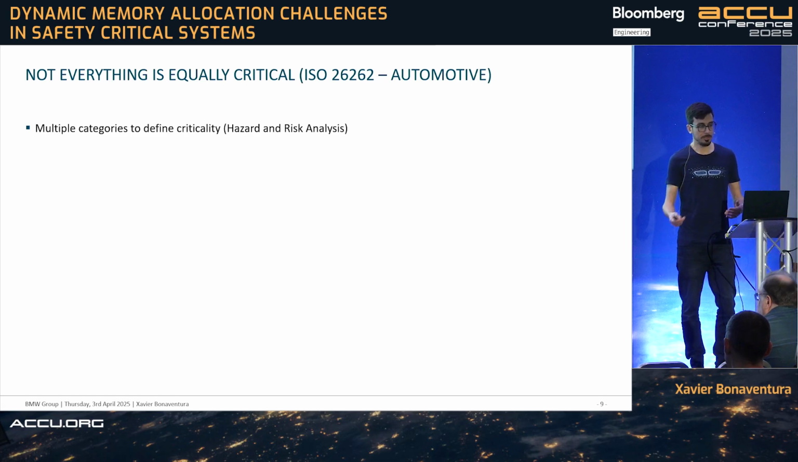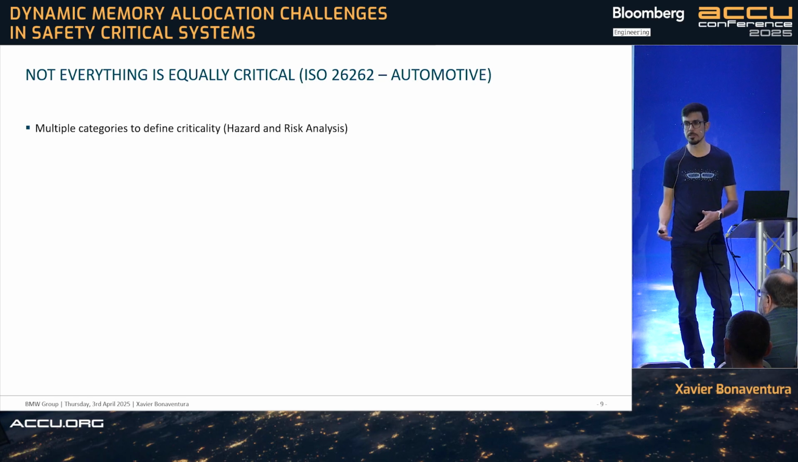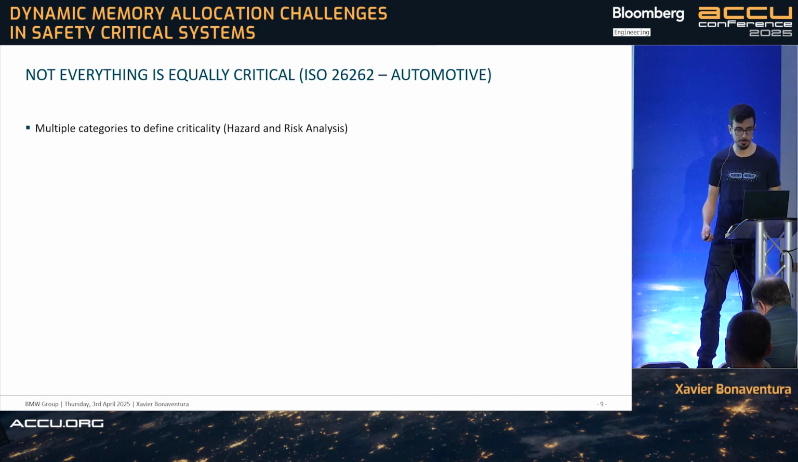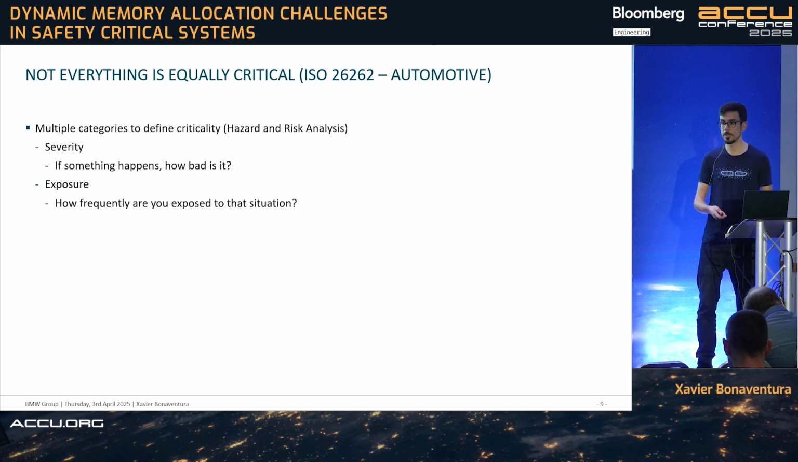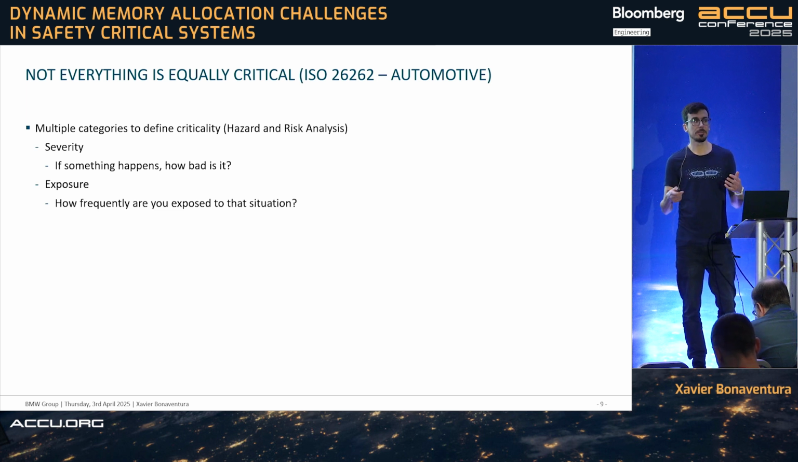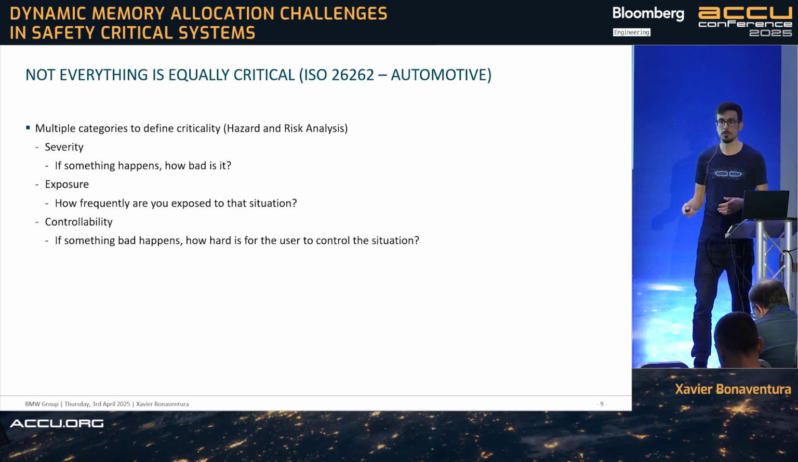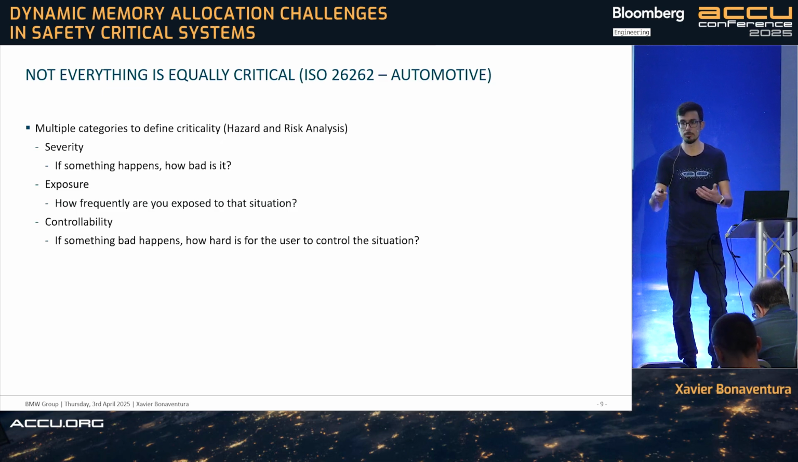Basically, when you have a safety critical system, the first thing you have to do is to assess the criticality of the system. In ISO 26262, we have multiple categories. We have severity, which is how bad it is if something happens. We also have exposure, which means how often you are exposed to that situation. And then we have controllability: if something bad happens, how hard or how easy it would be to control.